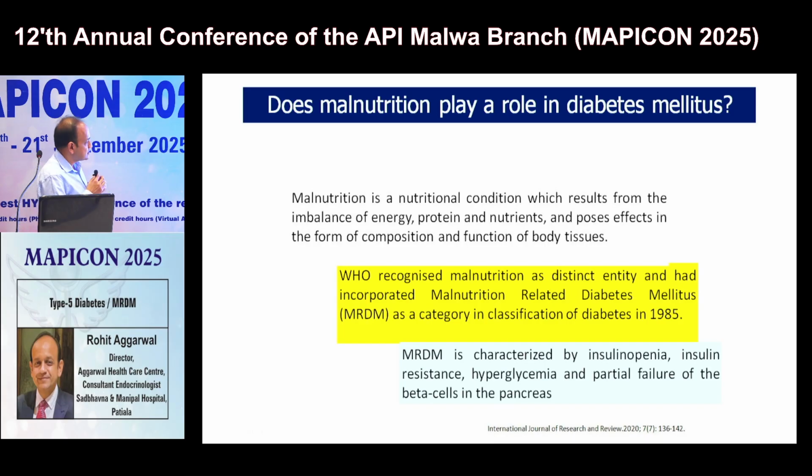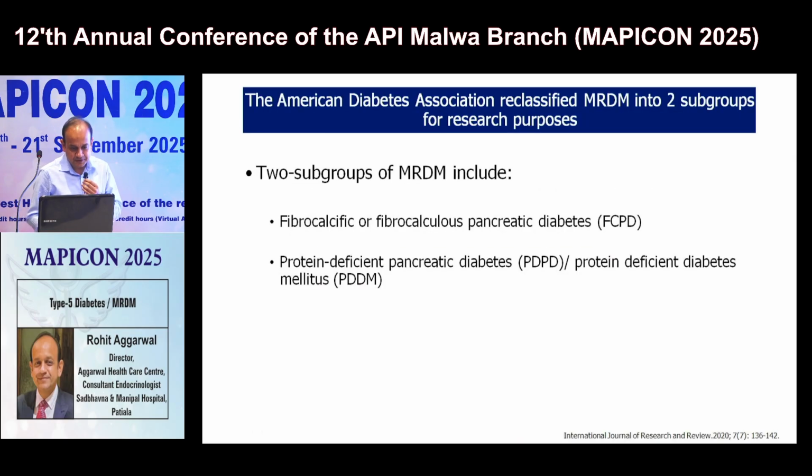This diabetes is characterized by insulinopenia. There is an insulin secretory defect, and insulin resistance is there. Some can ask me, the person is so thin, the BMI is less than 18, how can resistance be there? And hyperglycemia definitely is there, and there is a partial failure of the beta cells in the pancreas. The word is very important, it's a partial failure, not a total failure, which we see in type 1 diabetes patients. So the ADA reclassified this MRDM into two subgroups. One is fibrocalculous pancreatic diabetes, and second they labeled as protein deficient pancreatic diabetes or protein deficient diabetes mellitus.